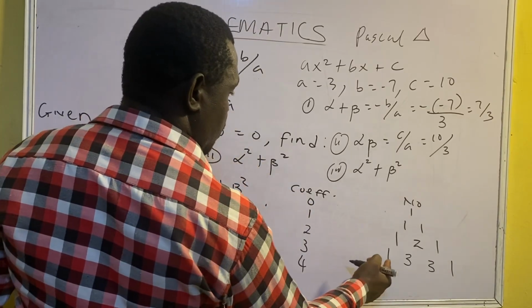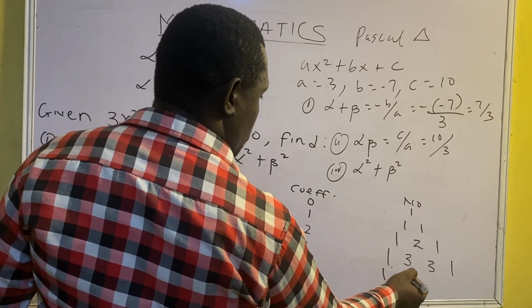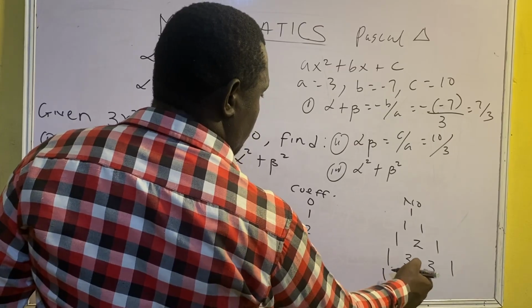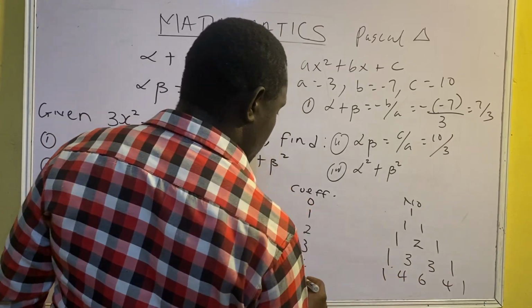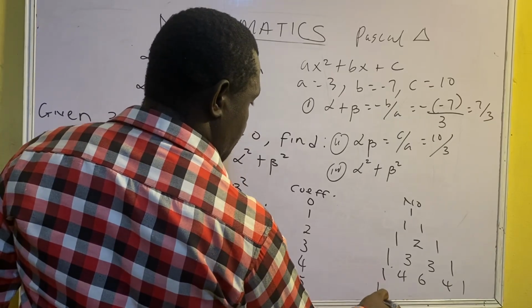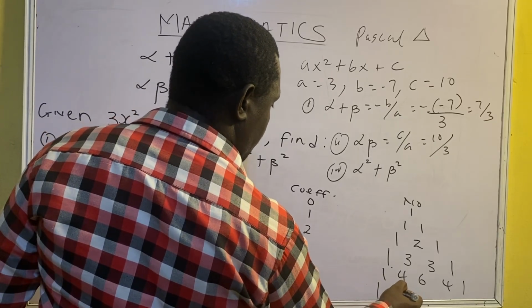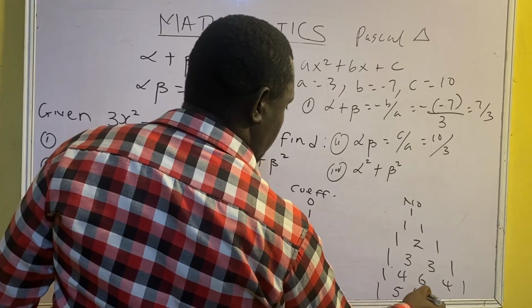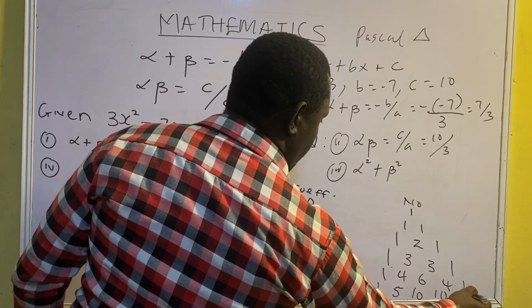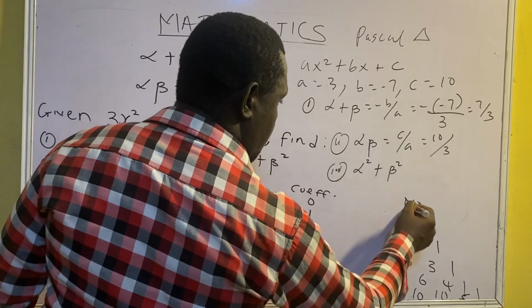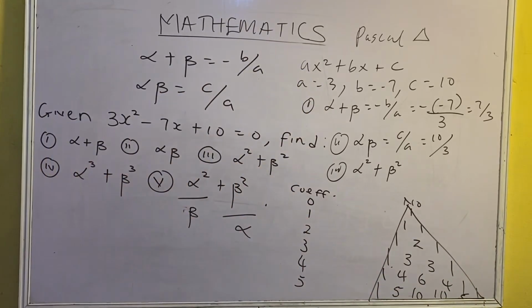When it's 4, 1 again, 1 plus 1, 1 plus 3, 4, 3 plus 3, 6, 3 plus 1, 4, then 1. Let me do one more. So 1 again, this plus this, that's 5, that's 10, that's 10, that's 5, then 1. So you can see now that it's actually a triangle. So we call it Pascal's triangle.